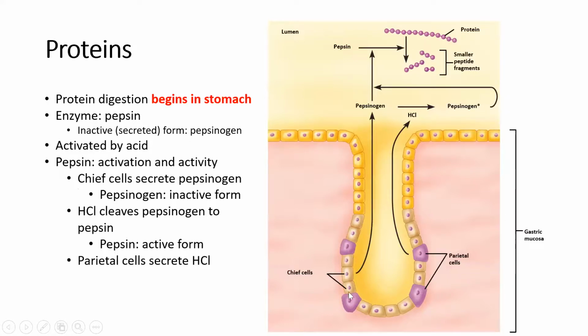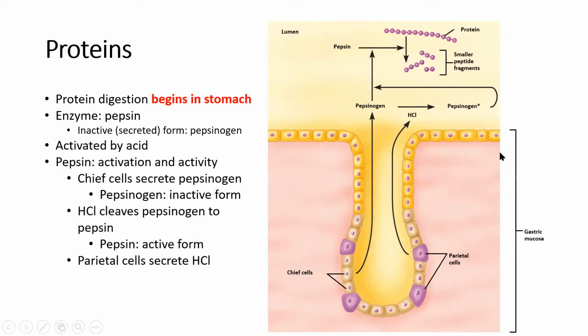We have chief cells here. Chief cells secrete pepsinogen. Parietal cells secrete hydrochloric acid. And the hydrochloric acid that's secreted from parietal cells is required to activate pepsinogen to its active form, pepsin. Okay, so that's a part of the reason that we have this acid. It's one of the reasons that we have this acid in the stomach as well, to activate pepsinogen into its active form, pepsin. Now, when we have this pepsin activated, it can then cleave these larger proteins into smaller peptide fragments or smaller chains of amino acids.